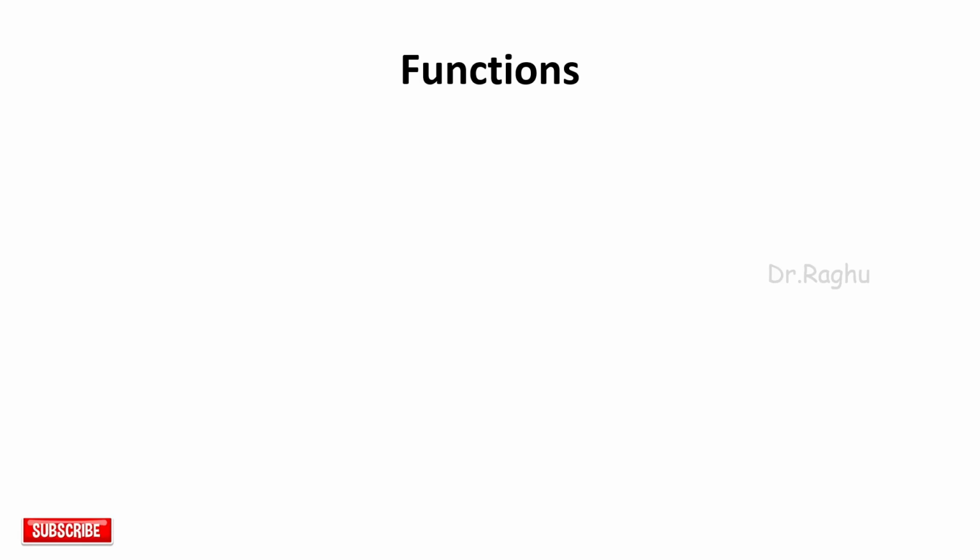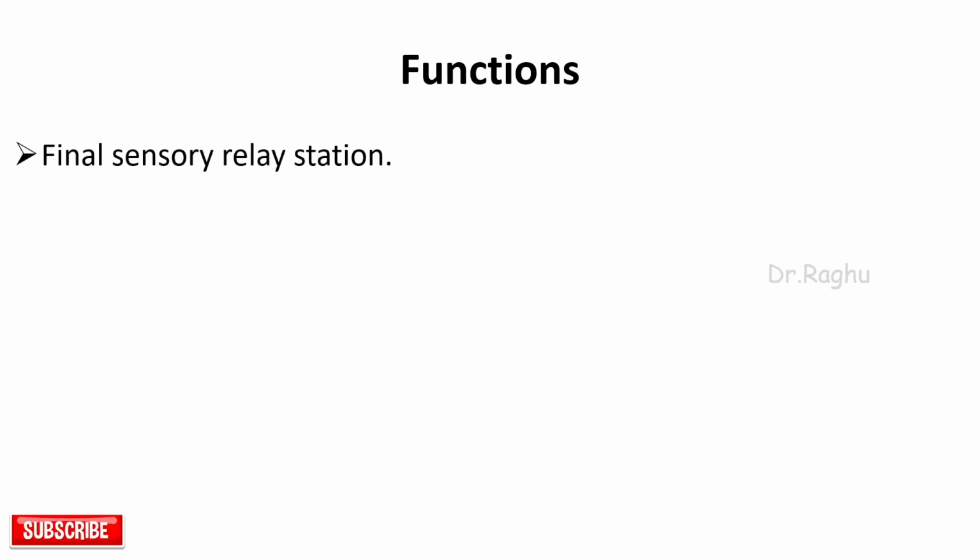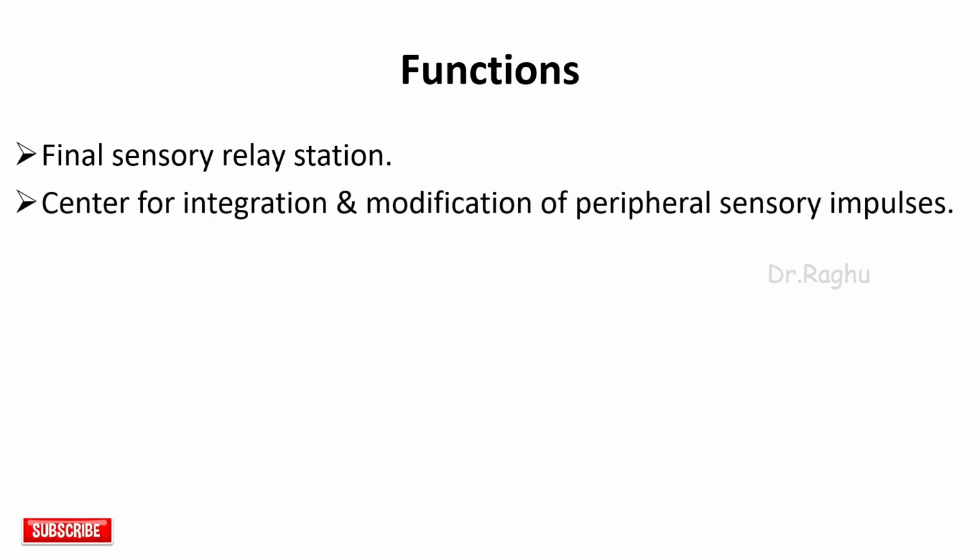Next let's try and understand the functions of the thalamus. The first and foremost function of the thalamus is that the thalamus is the final sensory relay station of almost all the sensations except for the olfactory sensation. Second function is that it is also a center for integration and modification of peripheral sensory impulses. It is not just a relay station, it also helps in integration and modification. It integrates and modifies these sensations, and from there it is going to project to different areas of the cortex.